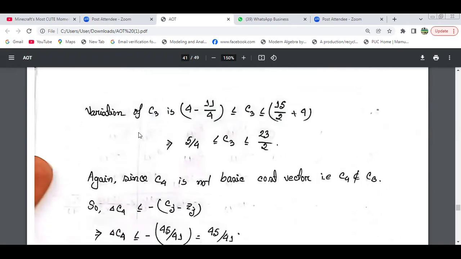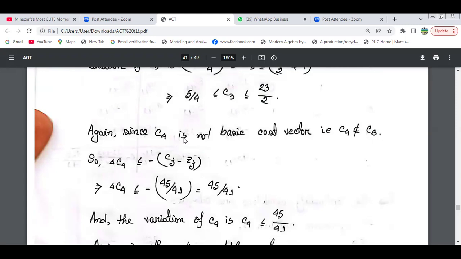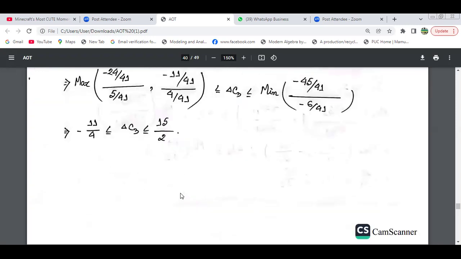Okay, again another cost vector, fourth cost vector is not basic because this is not given in our objective function. This is why this does not belong to the basic cost vector. This is why change in the fourth cost vector is less than or equal to this. This is the main condition. And del c4 less equal to, and cj zj equals to what? 45/41, 45/41.